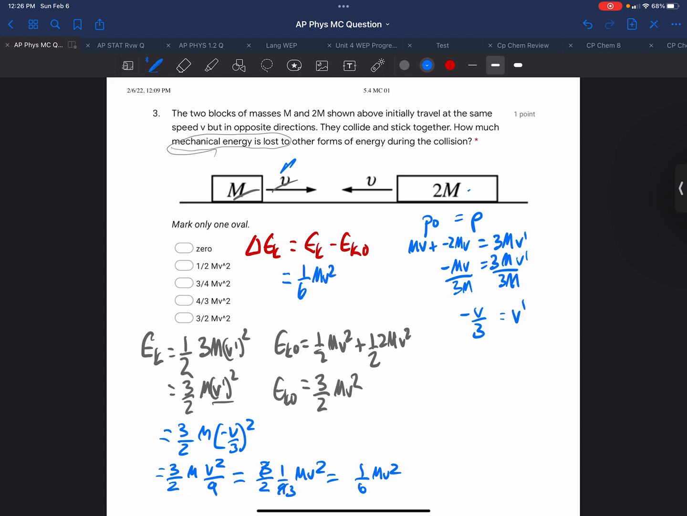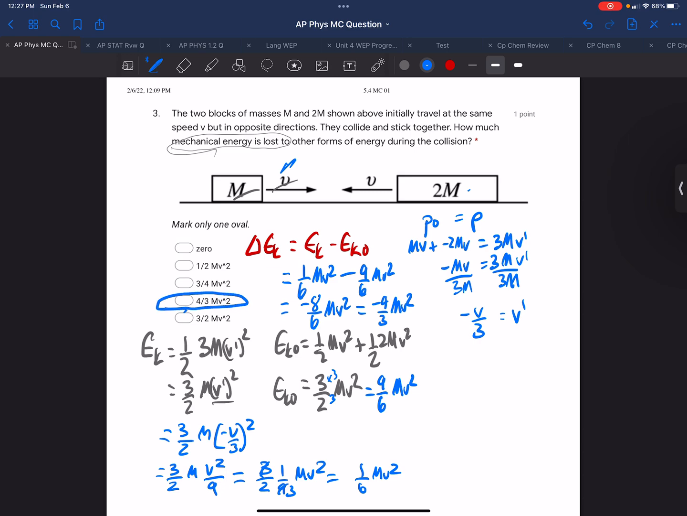Well, since we're subtracting these, we need the fractions to have the same denominator, so this has 9/6 mv squared. I just multiplied this by 3 over 3. Multiplying it by 1 gives us 9/6 mv squared. So 1/6 minus 9/6 mv squared, and we can see that is minus 8/6 mv squared, which reduces to minus 4/3 mv squared. So the change in kinetic energy is a loss of 4/3 mv squared, which is this choice.